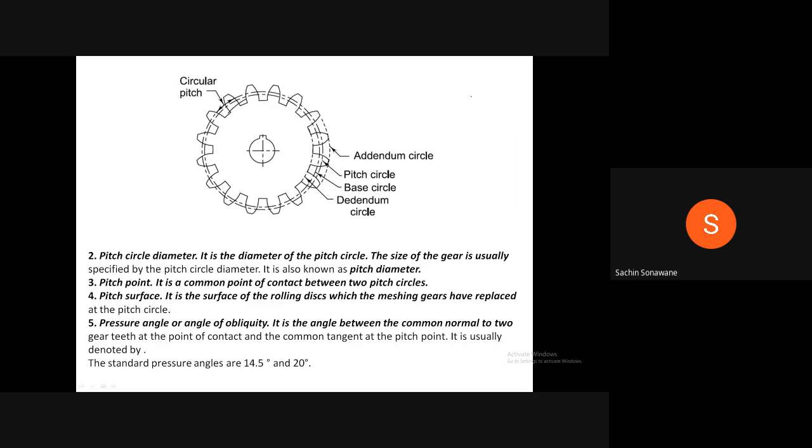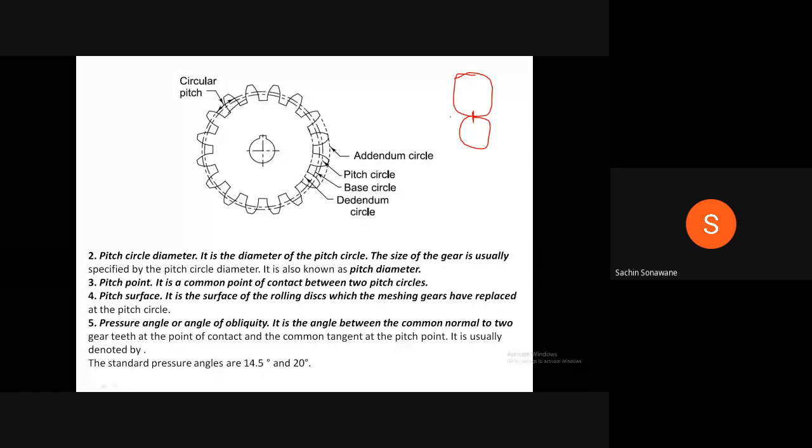Now I will draw two gears meshing with each other. Suppose this is the pitch circle of one gear. Try to understand. This is the pitch circle of another gear. Now these two gears are in contact at one point. Therefore, this point is known as pitch point. Now these two pitch circles are there, means two gears are there. Now I will draw another circle inside the pitch circle.